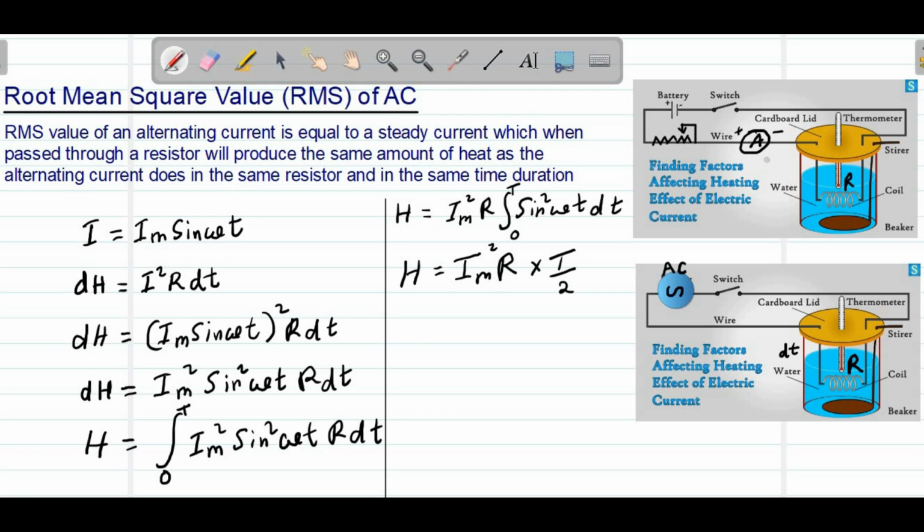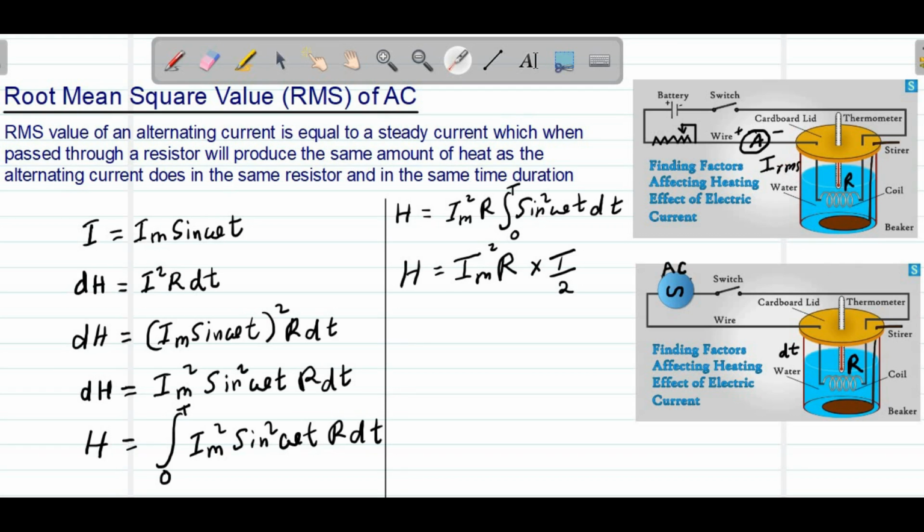Now here the ammeter reading I am taking as IRMS. This IRMS is a DC current. It is a steady current which produces the same heat energy in water as is produced by the AC in this circuit. So this DC is equivalent to this AC, meaning the practical effect is the same. The practical effect in these two circuits is the same.